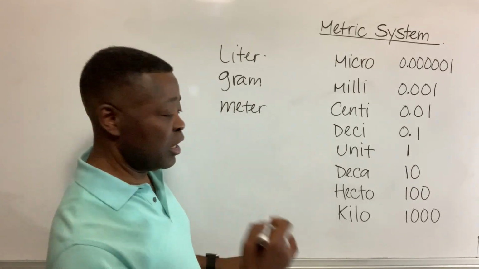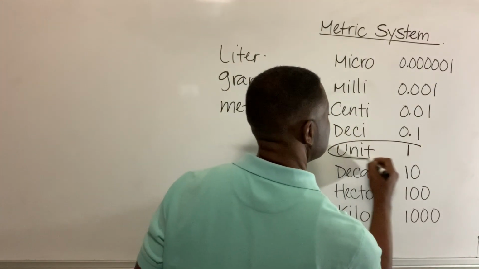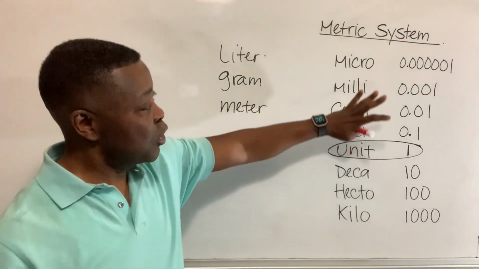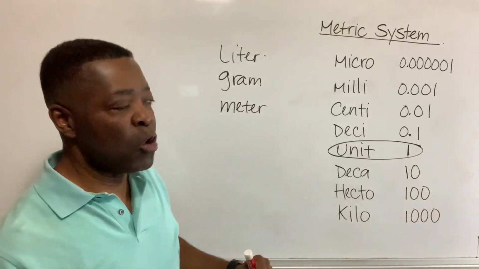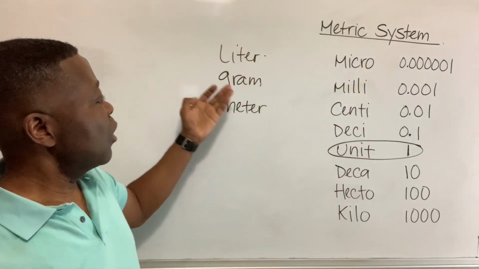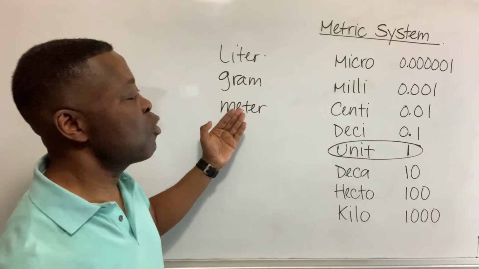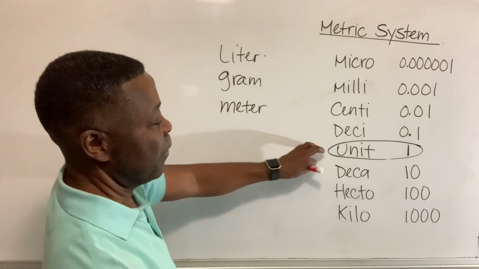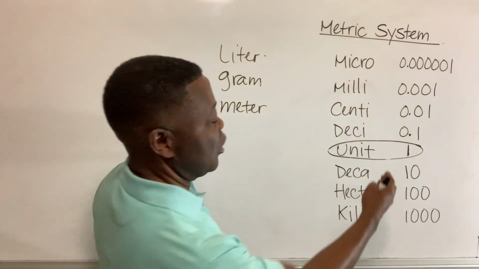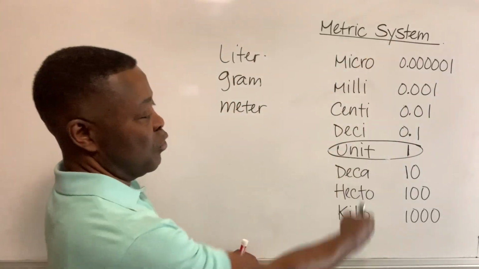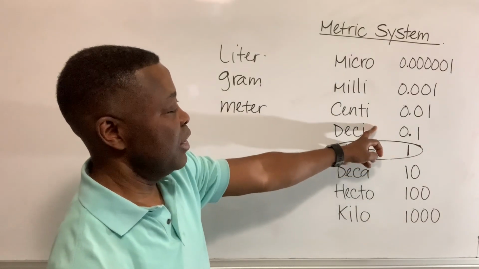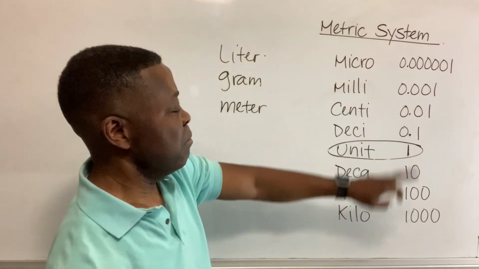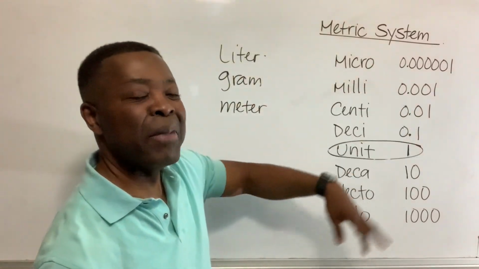Now from this base unit, you're going to have to shift from this to, let's say, microliter or microgram or micrometer. So this is the table. If I'm talking about gram here, 1 gram, I can shift from 1 gram to any of these. 1 gram is 10 decigram, is 100 centigram, is 1000 milligram, is 1 million microgram.